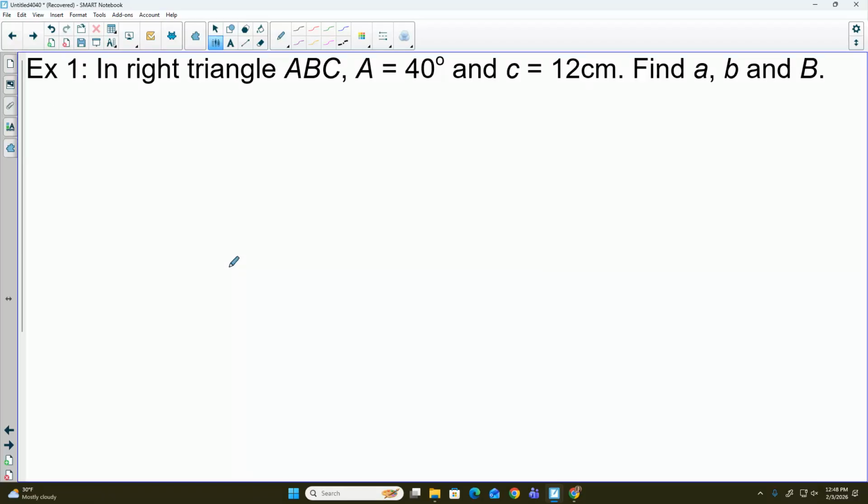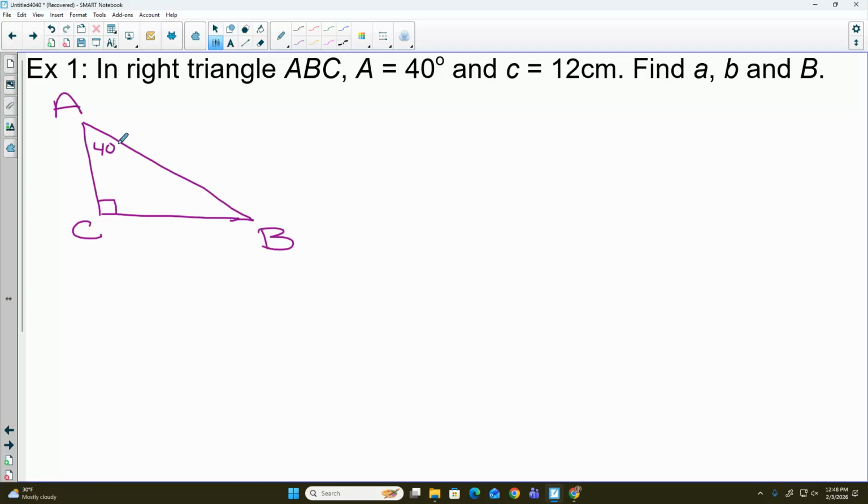All right, on this, I really have 4 types of problems, and I think I did like A, B, and C, 3 examples for each type. We don't have to do all of them. We'll do as many or as few as you guys need, okay? So if I asked you, in right triangle ABC, angle A is 40 degrees, and side C is 12 centimeters. Find everything else. So I always start with a picture. I'm a little more visual. I need a picture to know what I'm doing. And I told you assume C is the right angle.